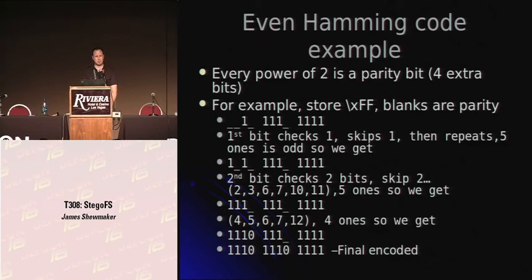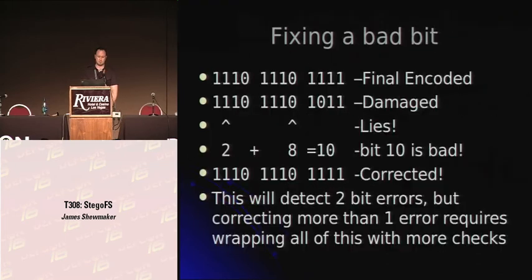And how do we actually detect and correct when something's wrong? Real simply, if we go through and check and say that bit 2 that's supposed to check these other ones doesn't add up, and the 8th location also doesn't add up, we add those together, well, it happens to be that bit 10 now is the one that was damaged. And that's just the very simplest way I can describe to you forward error correction.